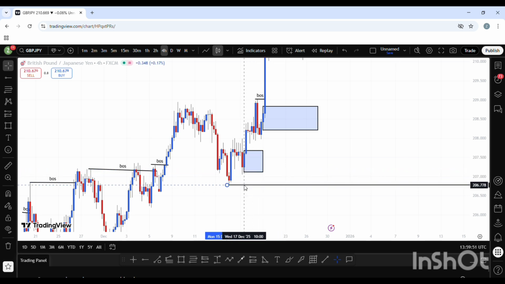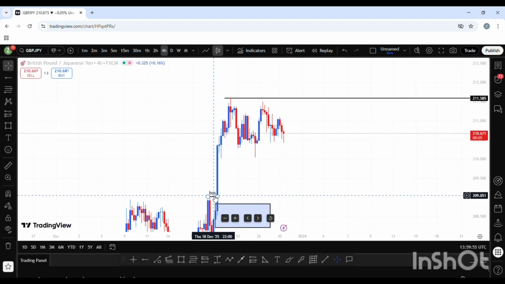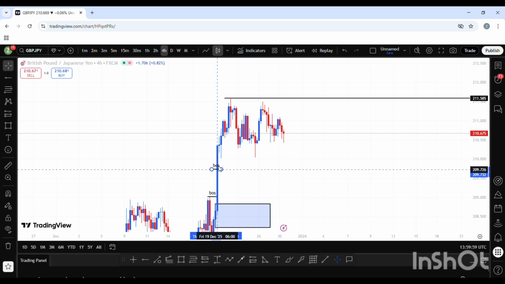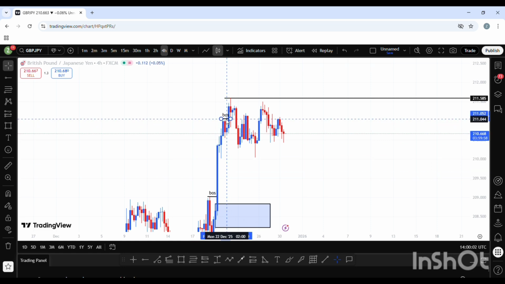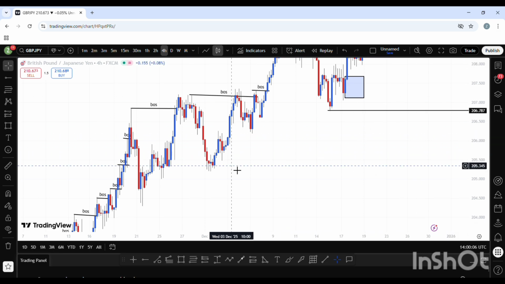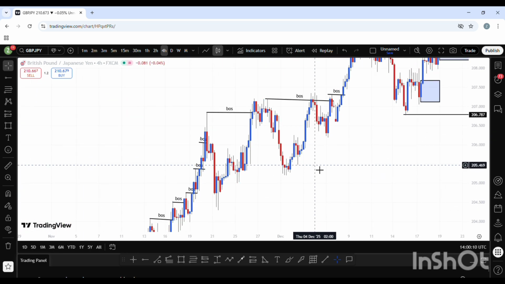Let's adjust this one. For the horizontal lines that I'm drawing, don't mind them. I'll explain to you what they mean and how to map them later. Remember, today we are just doing purely order blocks alone. And as you can see, they are very clear from here.